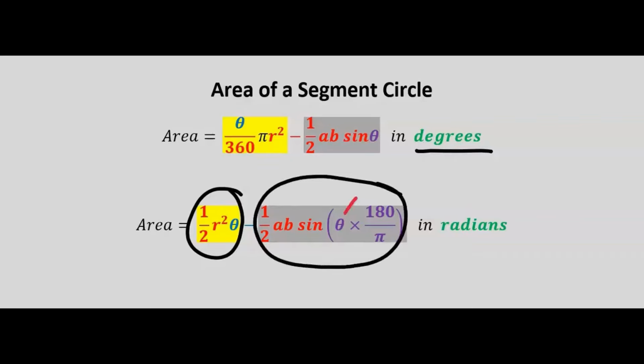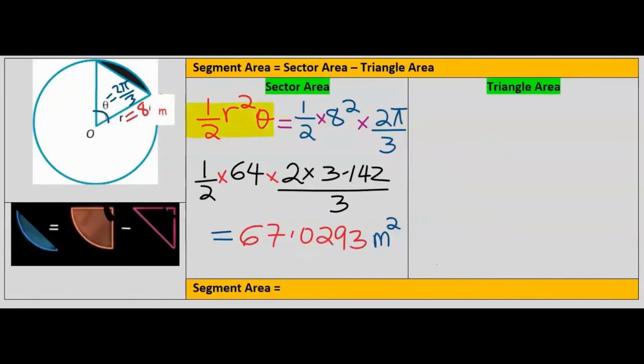The angle for this formula of a triangle is usually in degrees. Hence, we're going to multiply this by 180 divided by pi. From the area of a sector with radians, when you substitute and solve carefully, you're going to get 67.0293 meters squared. Next, let's find the area of this triangle.